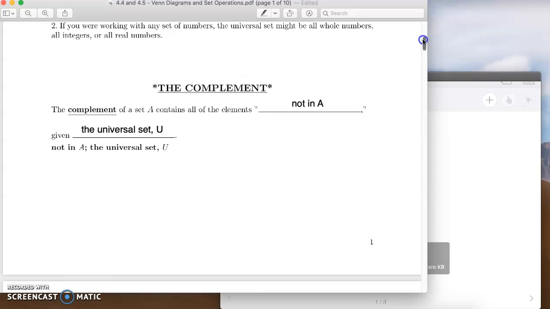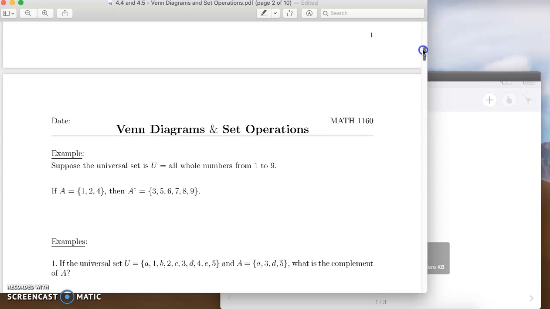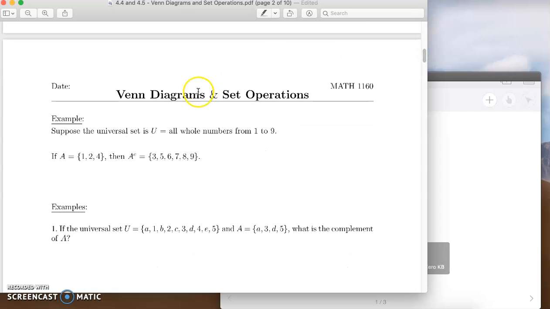The complement. The complement of a set A contains all of the elements not in A, given the universal set U. Some examples. Suppose the universal set U is equal to all whole numbers from 1 to 9. So if A was 1, 2, 4, then the complement, see how that's noted A to the C, would be all the other numbers, 3, 5, 6, 7, 8, and 9. So the complement is all the numbers that are in the universal set that are not in the set A.